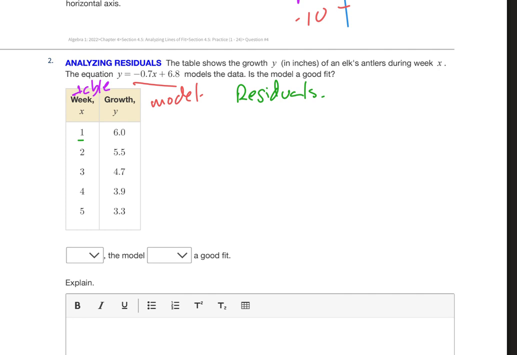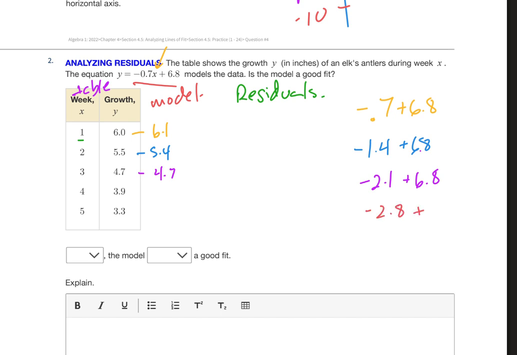When you plug in 1, negative 0.7 plus 6.8, you get 6.1. That is very close to that one, right? If we plug in 2, we get negative 1.4 plus 6.8, and that is 5.4. Again, we're very close. We plug in 3, that's negative 2.1 plus 6.8, which is 4.7. That one's right on the money. They're both the same is what I mean.